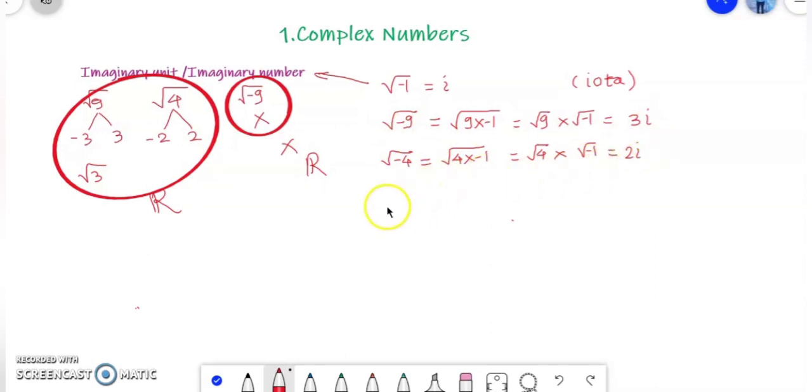So 2i. How do you write now? Leave it to you: root of minus 25. How will you write it? Do it yourself. What is it?